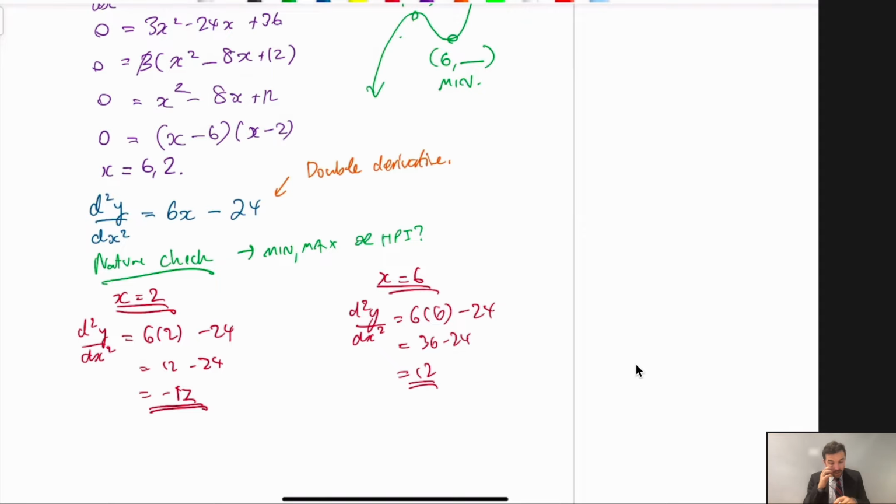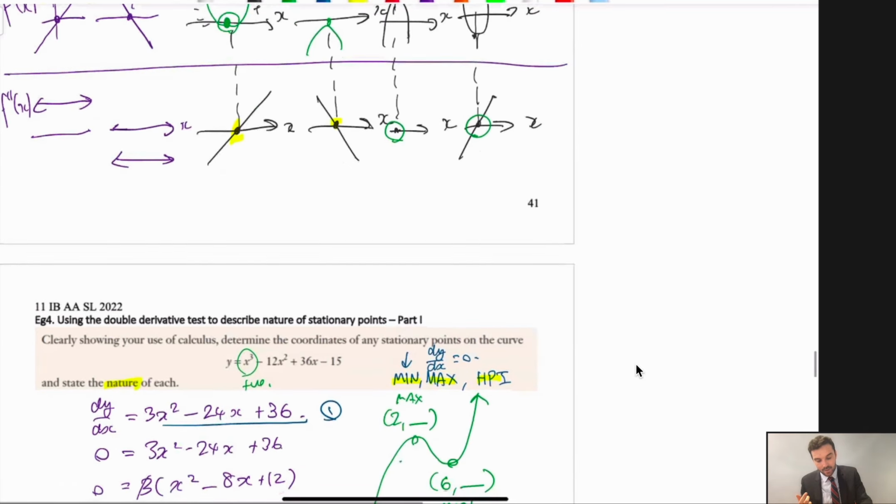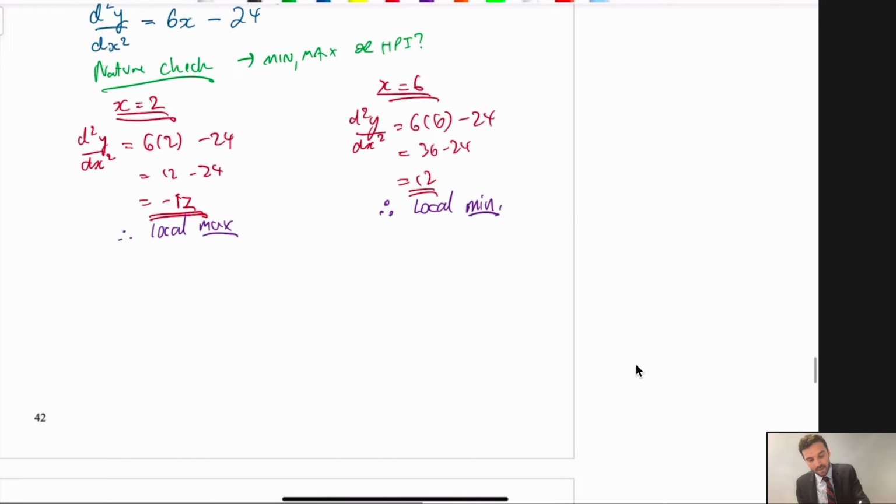So let's think about that, and we can go back to our summary table. We know through our check, it looks like it's lining up with this one here. You've got a gradient of 0, so it's a stationary point, and you've got a positive double diff. We know it's going to be a local min. So therefore we can say this one is a local min, and this one, as it's negative, is going to be a local max. Now this is called using the double diff test to check for the nature of each of these points. Next thing is we're going to find those coordinates. So let's finish this one off and find the coordinates.